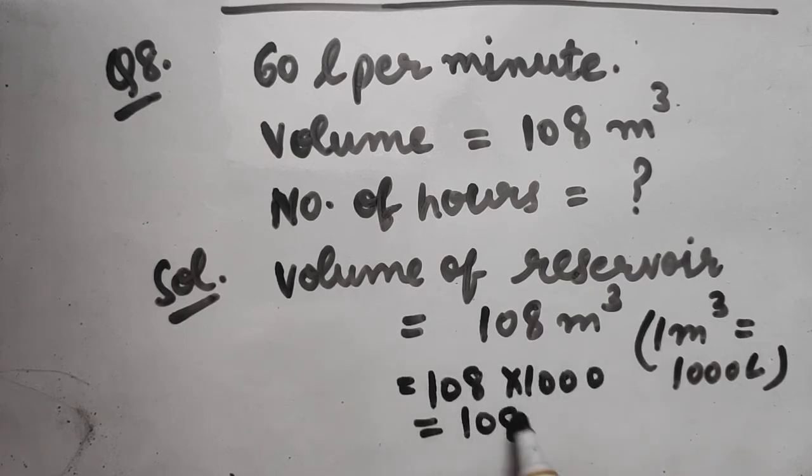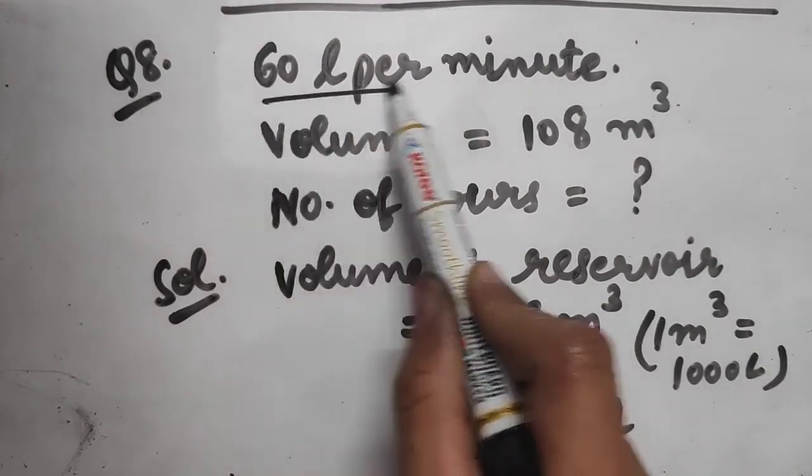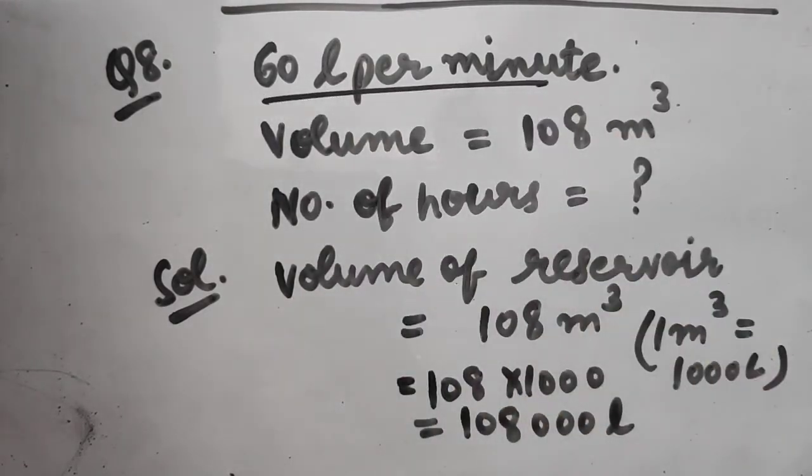So I have converted it into liters. 1 meter cube is equal to 1000 liters. So I have multiplied 108 by 1000. This is the volume now in liters. Now the rate of pouring the water is given to us, that is 60 liters per minute.